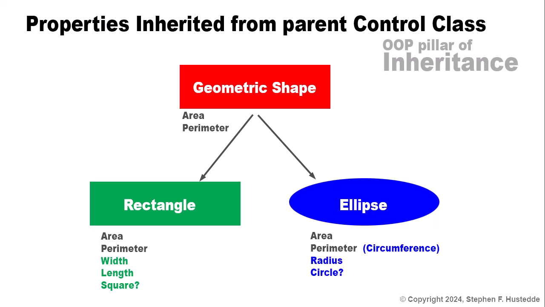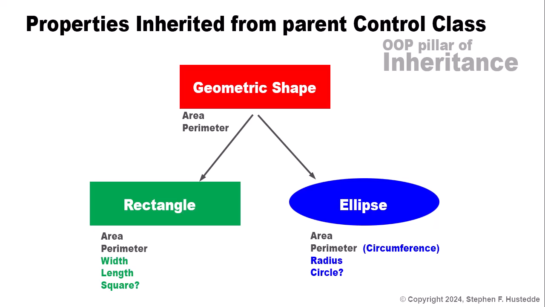So the rectangle has area and perimeter because it is a geometric shape, but it also then has some unique properties, which is width, length, and maybe whether it's square or not. That could be a Boolean value. The same with the ellipse. It's also a geometric shape and inherits the area and perimeter, although we might refer to the perimeter more as circumference for an ellipse. But it has a property of radius that a rectangle certainly doesn't have, and not all geometric shapes have. And it might be a Boolean property here of, is it a perfect circle or not?